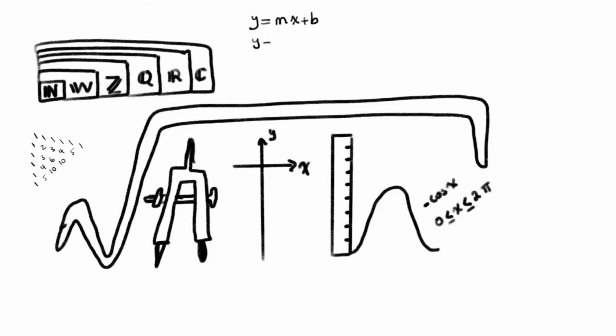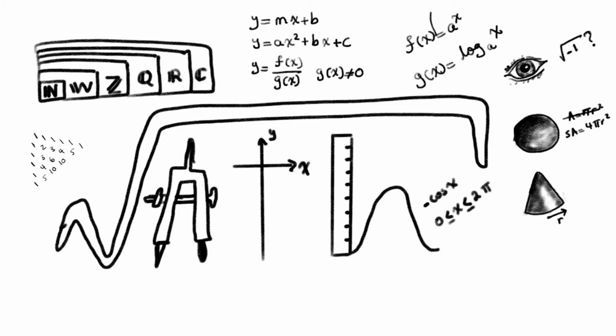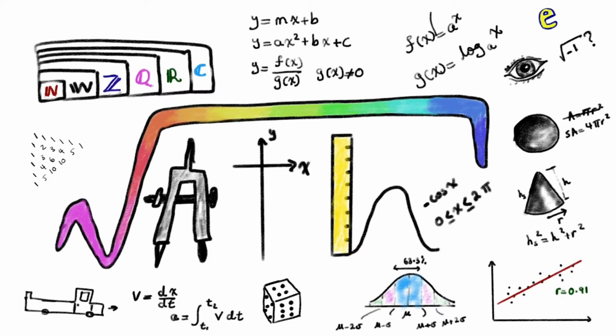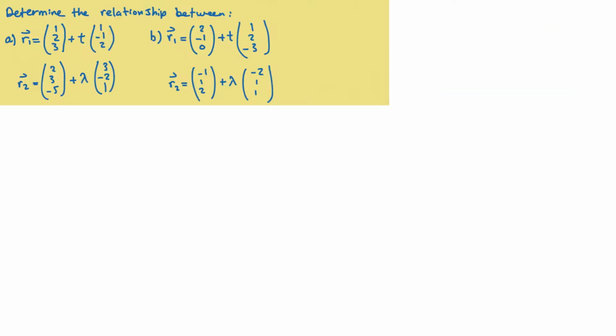Welcome to this video lesson, which is the full solution to the practice questions of lesson 17, which covers the intersection between lines. This question is in two parts, and it's asking us to determine the relationship between A, these two lines, and B, these two lines.